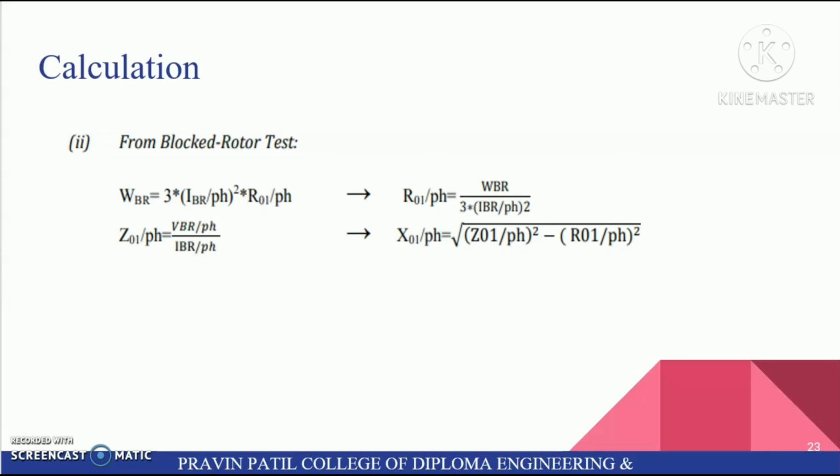Next is calculation. From block rotor test we can calculate the values. WBR is equal to 3 into (IBR per phase) squared into R01 per phase. We can calculate from this R01 per phase is equal to WBR upon 3 into (IBR per phase) squared. Z01 per phase is equal to VBR per phase upon IBR per phase. From this you can calculate X01 per phase is equal to the root of (Z01 per phase) squared minus (R01 per phase) squared.